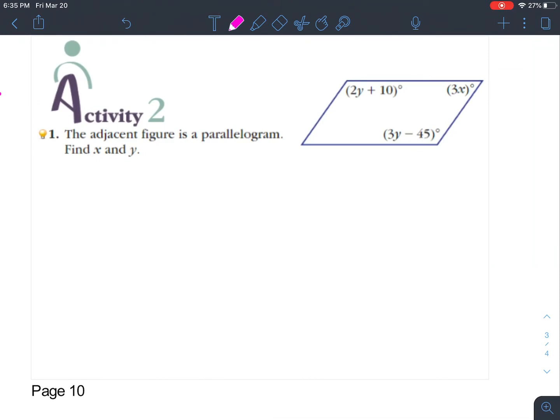Okay, I want you to try this question then on your own. So you are told that this shape is indeed a parallelogram. I want you to solve for both x and for y. Pause the video here, and then when you are done, I will demonstrate how to find the answers.